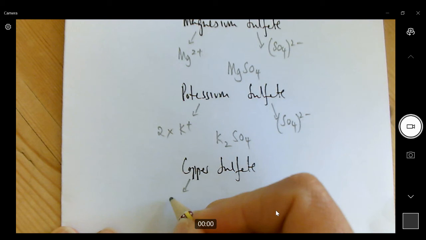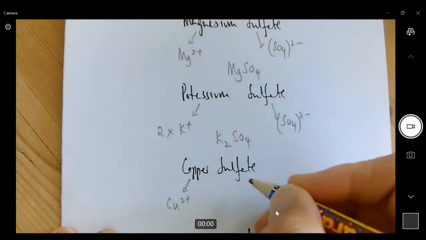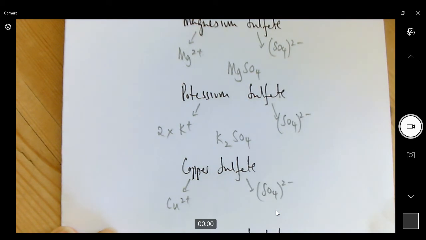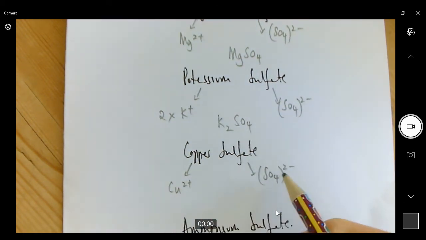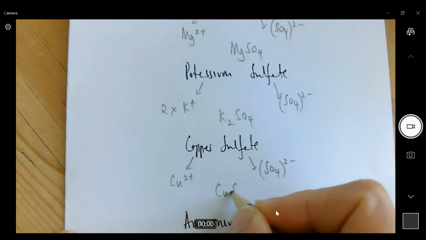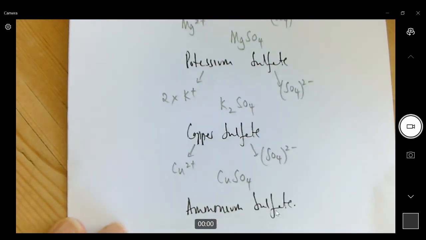Copper sulfate. We know from previous example that this is a 2+ ion. Here we've got our sulfate ion, which is a 2- ion. 2+, 2-. Our charge is balanced, so I only need 1 of each of these ions. Copper sulfate, CuSO4.